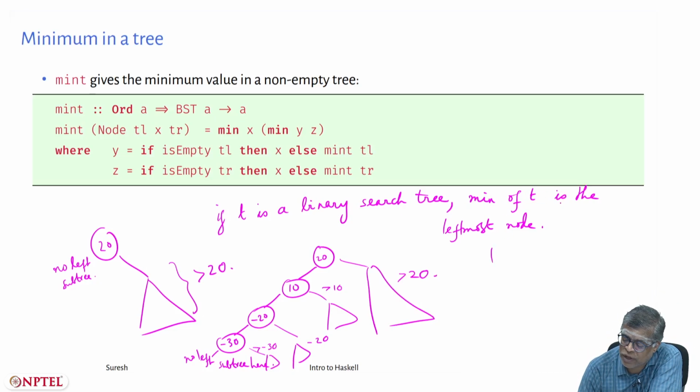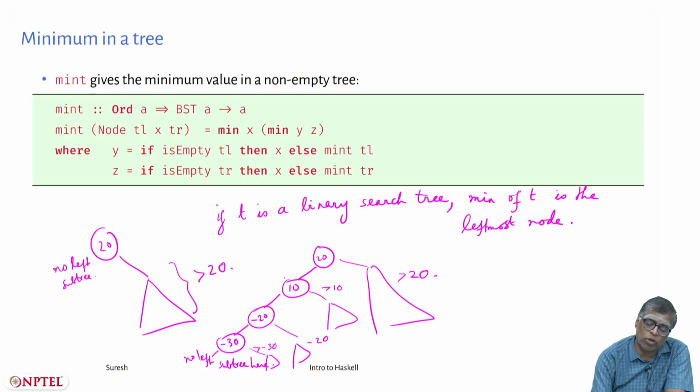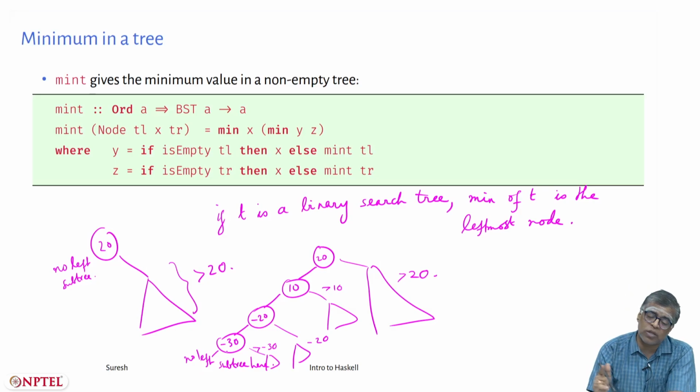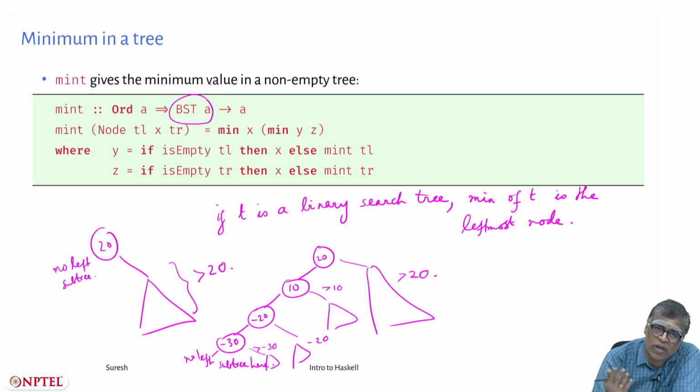So I can say min of T is the leftmost node again. Because you go 20, 10, minus 20, minus 30. Minus 30 might have a right subtree, but you are ignoring all that. You keep going left, left, left till you cannot go left any further. At that point, that is the minimum element. But remember, this is only the minimum element in a binary search tree, but values of type BSTA need not be a binary search tree.